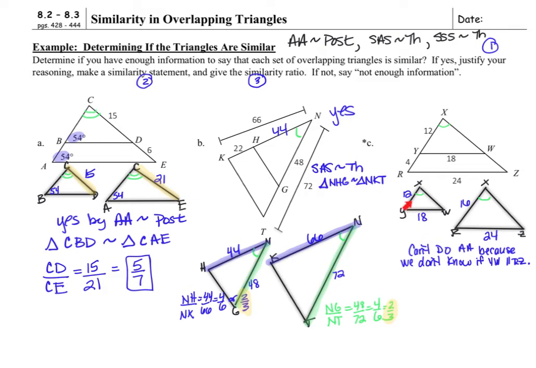It looks like I have side, side, angle. So because the angle is not in between the sides, I can't do that either. For side, side similarity theorem to work, I would have to know the length of XW and XZ. And because I don't know XW and XZ, I can't do the side, side similarity theorem either. So this one is not enough info.